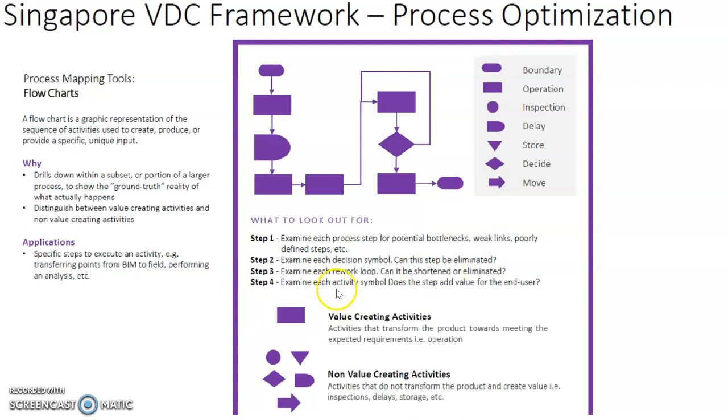We will also examine each activity symbol. Does the step add value for the end user? Typically, we would like to enhance the value creating activities, and we will try to eliminate or reduce the number of non-value creating activities within a flowchart, okay, of a process.